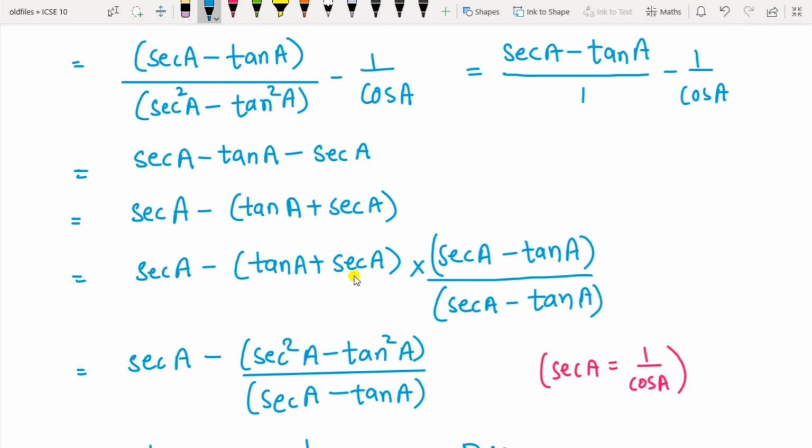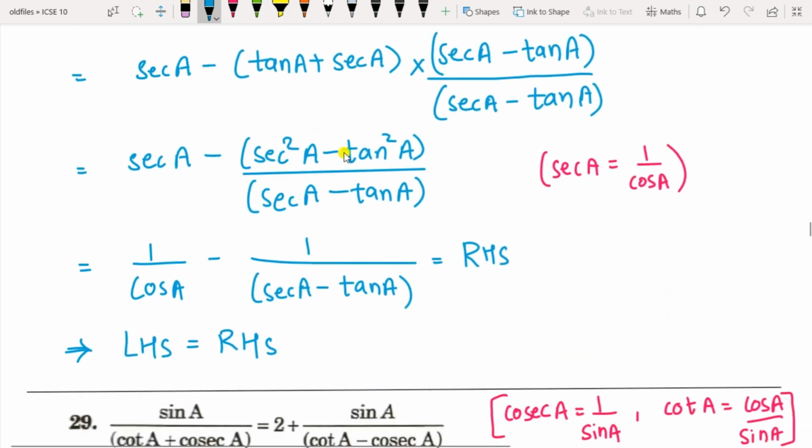Now again multiply with sec A minus tan A to the numerator and denominator. So it will be sec square A minus tan square A in the numerator, that is again 1. Sec square A minus tan square A is 1, and the denominator is sec A minus tan A again. That was your required RHS. So again in place of sec A, you have to substitute 1 upon cos A, and this will be 1, and the denominator sec A minus tan A. That is LHS equal to RHS.